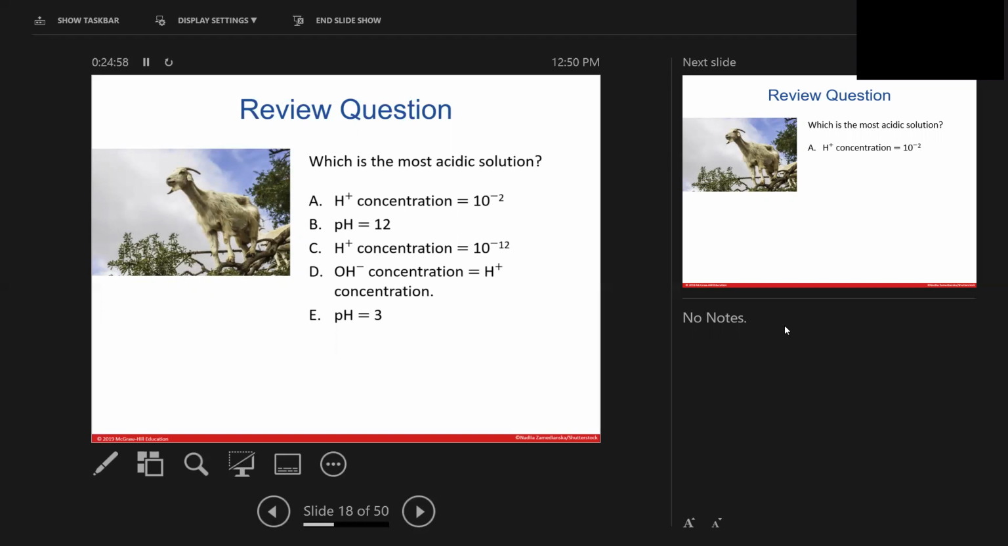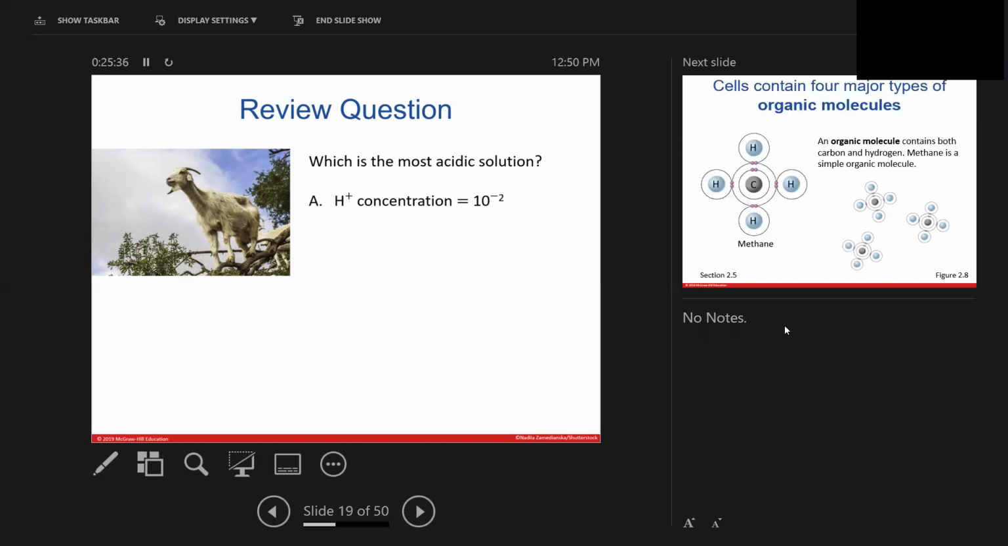So who thinks it's A? Most of y'all, good. B, C, D, or E? All right. It's pretty straightforward. It's A. In this case, A has a pH of 2, B has a pH of 12, C has a pH of 12 as well, D has a pH of 7 because they're exactly equal, right? So it's right at neutral. And finally, a pH of 3, so it's still higher than 2, so that's why it's not E. Everybody good with that? Here, again, I'm sorry, I know a lot of this stuff is review. Bear with me. I promise it's important to start setting things up.